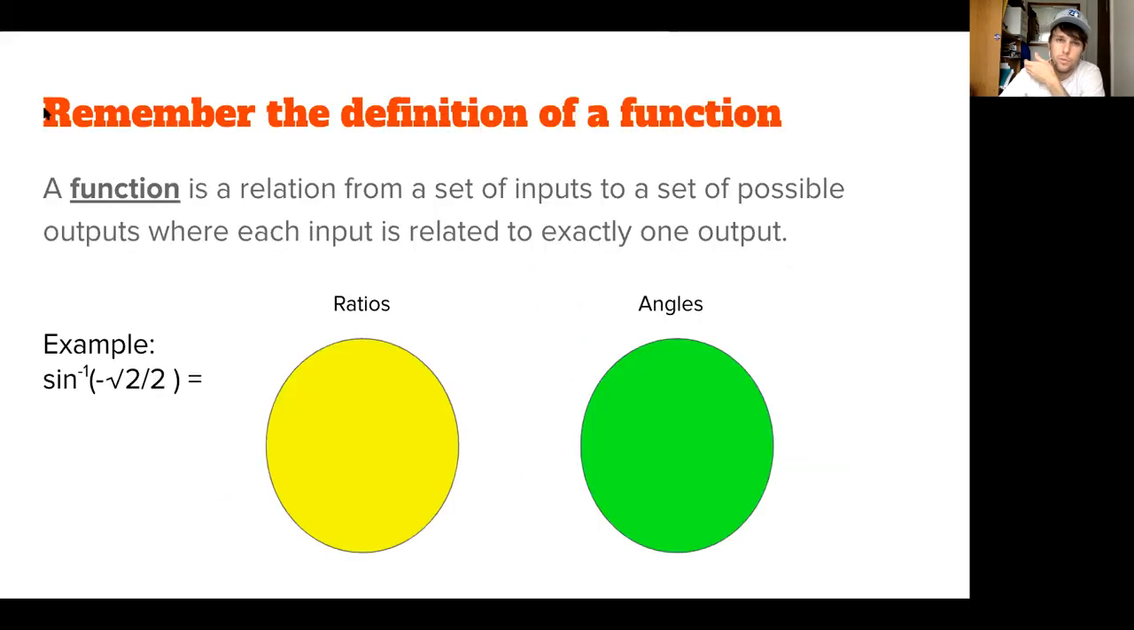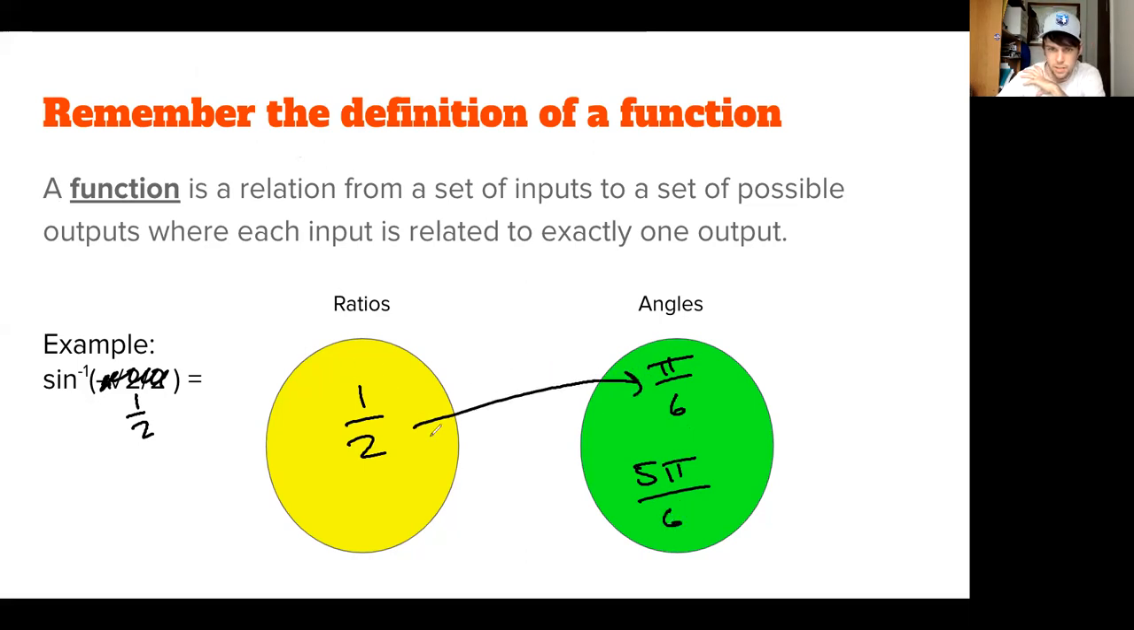All right, so remember the definition of a function, right? A function is a relation from a set of inputs to a set of possible outputs, where each input is related to exactly one output. So we were running into the situation where, let's go back to what we were talking about. We were talking about sine inverse of 1/2. And we said, okay, fine, our input is 1/2, that's our ratio, and the output was two things. It was either pi over 6 or 5 pi over 6. Well, this breaks the rules of functions, right? This says that this single input has two outputs.